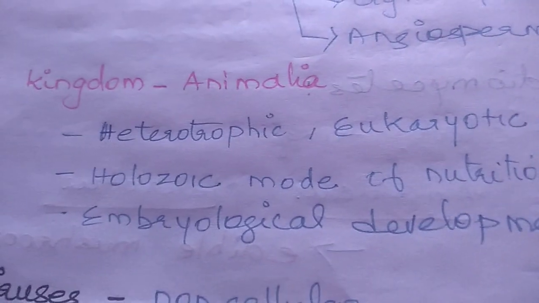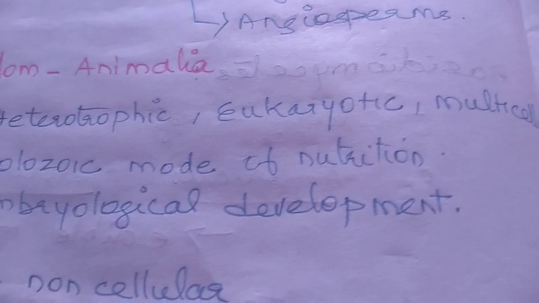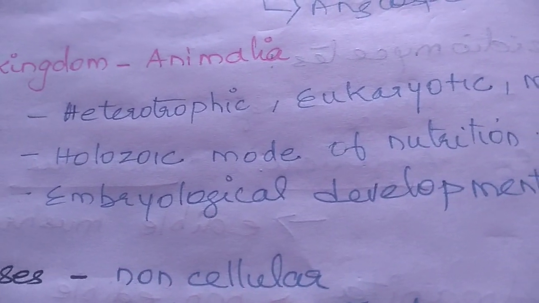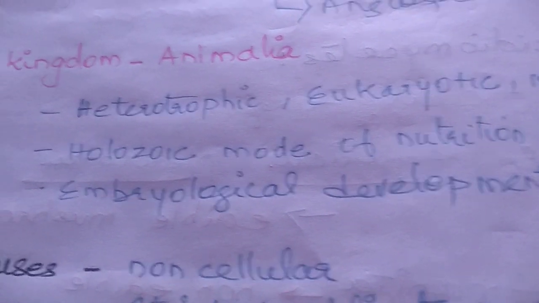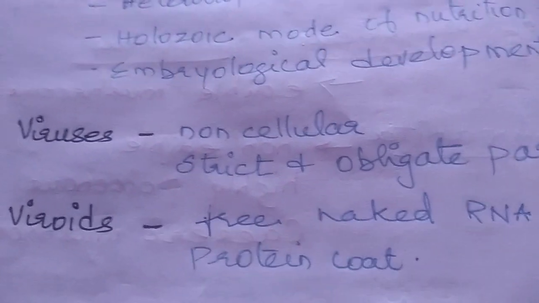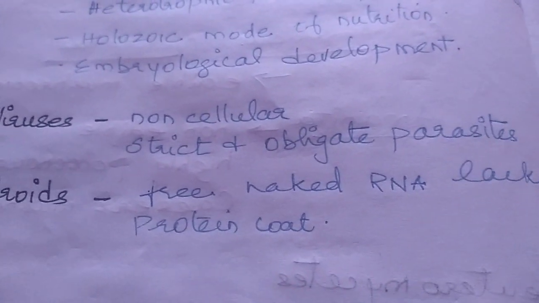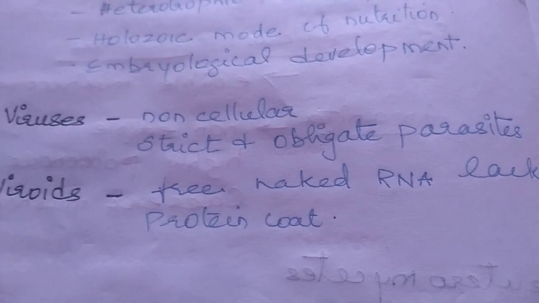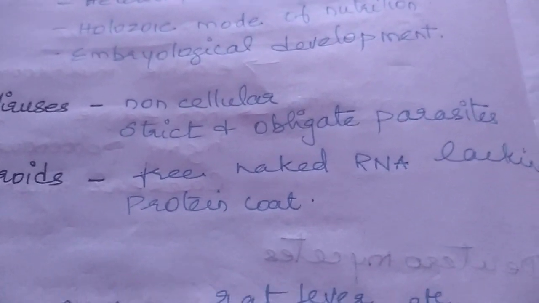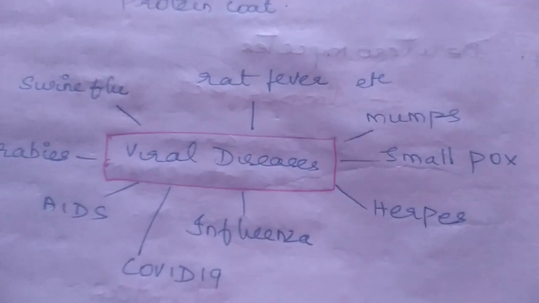And the next kingdom is Animalia. They are heterotrophic, eukaryotic and multicellular, and they have a holozoic mode of nutrition, and the important point is they have embryological development. Next we will come to viruses. Viruses are non-cellular and they are strict, obligate parasites. Viroids are free naked RNA lacking a protein coat. And these are some of the viral diseases.